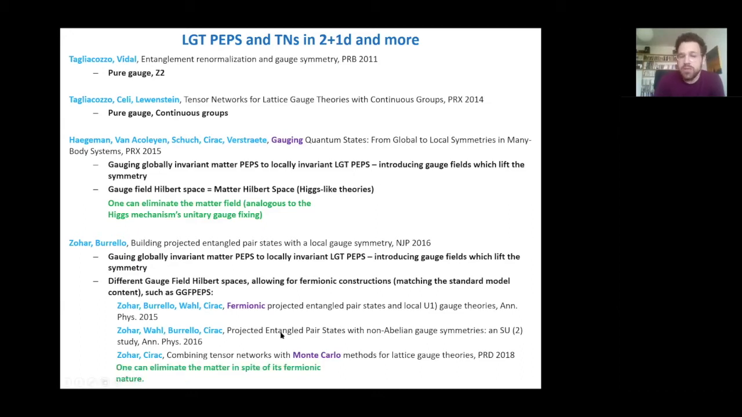But then what turned out, and this is what I'm going to tell you about today, is that one can eliminate the matter in spite of the fermionic nature, in a way that is pretty much analogous to what they did in the other gauging scheme, or what is done in the Higgs mechanism. When we just started with it, we thought that it was some artifact of this particular PEPs construction, but it turns out to be a much more general feature of some lattice gauge theories. I will define it better when we get into the details. So I'm going to show that to you completely disconnected from any particular PEPs construction.